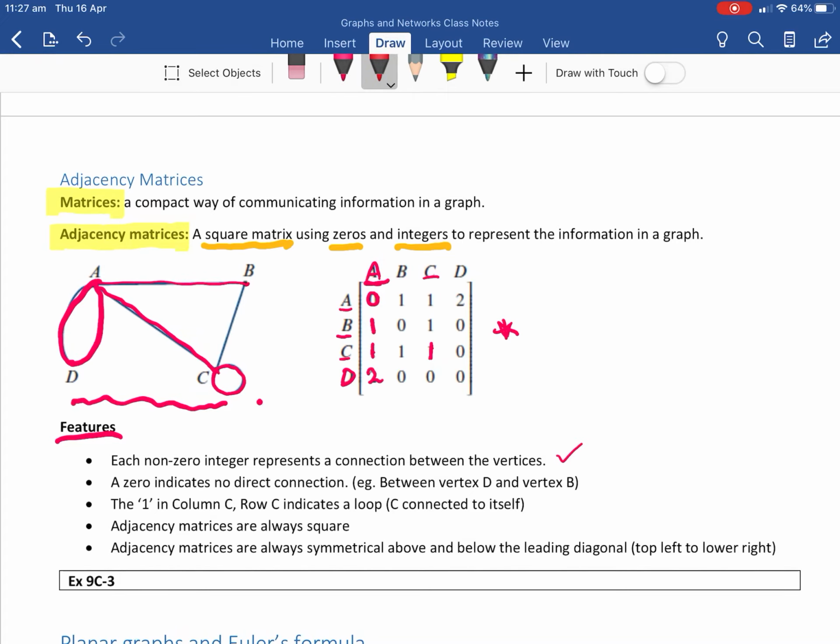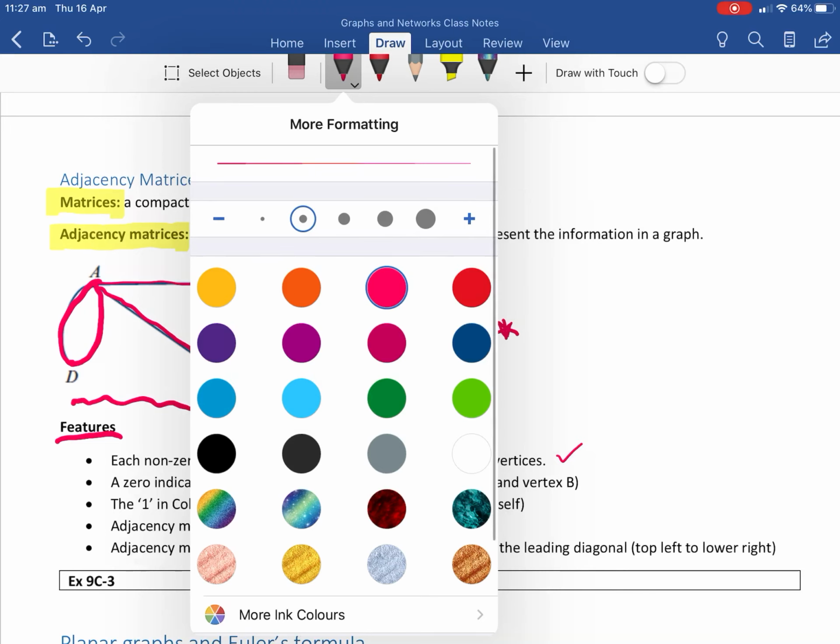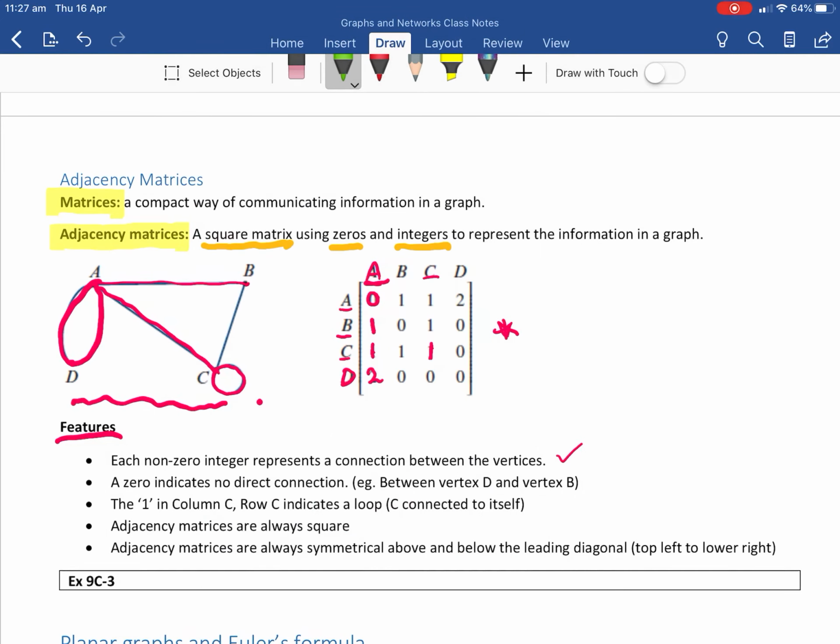If we look back up at the graph, there's a 0 here, and it's saying from B to B there is no connection. That's right, there is no loop from B to B, so that's why there's a 0. The 1 in column C, row C, indicates a loop. We looked at that before. This 1 here is from C to C, and yes, that's right, it is a loop.